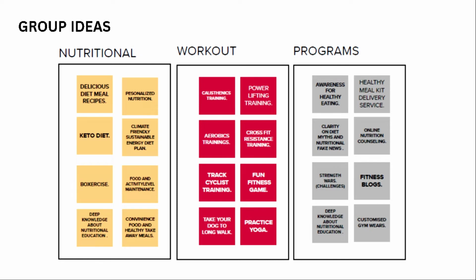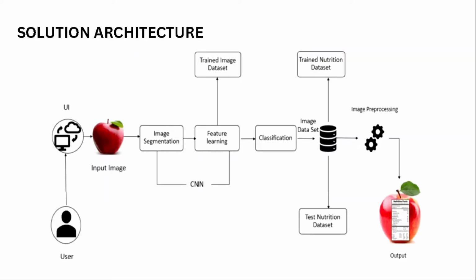In the solution architecture, we have developed the front-end UI tool for both computer and mobile phone. A user gives an input image, then the input image goes through an image segmentation process with a CNN feature learning architecture with a trained image dataset, which involves classification and is stored in a dataset with a trained nutrition dataset and a tested nutrition dataset. After that, image pre-processing displays the nutrition content of the input image.